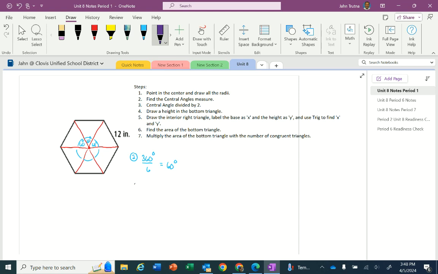Step number 3, we're going to take the central angle, which is 60 degrees. We divide it by 2. That is equal to 30 degrees.